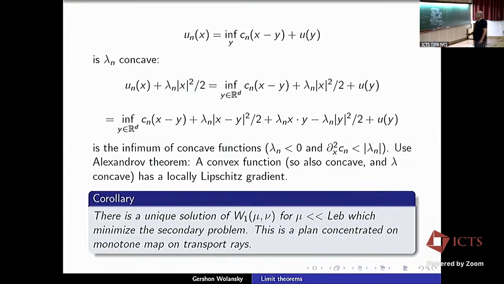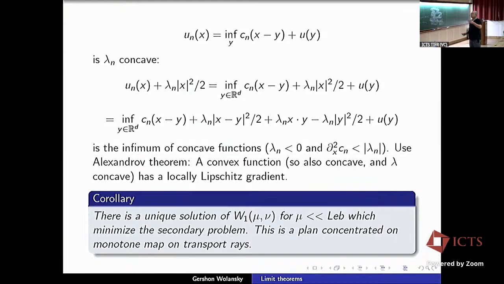The Alexandrov theorem tells us that a convex or concave function, or a lambda convex and lambda concave function, has a local Lipschitz gradient. That's the Alexandrov theorem. That's what we use now. And we are done.